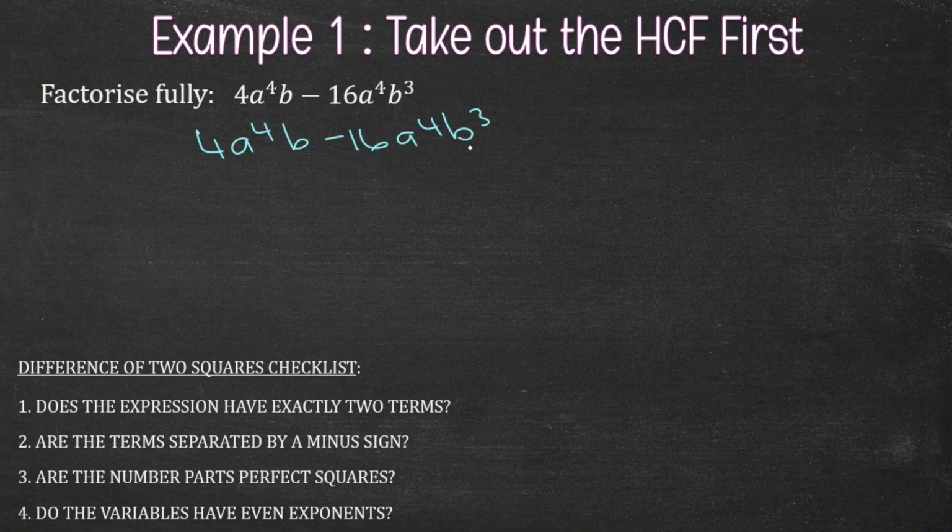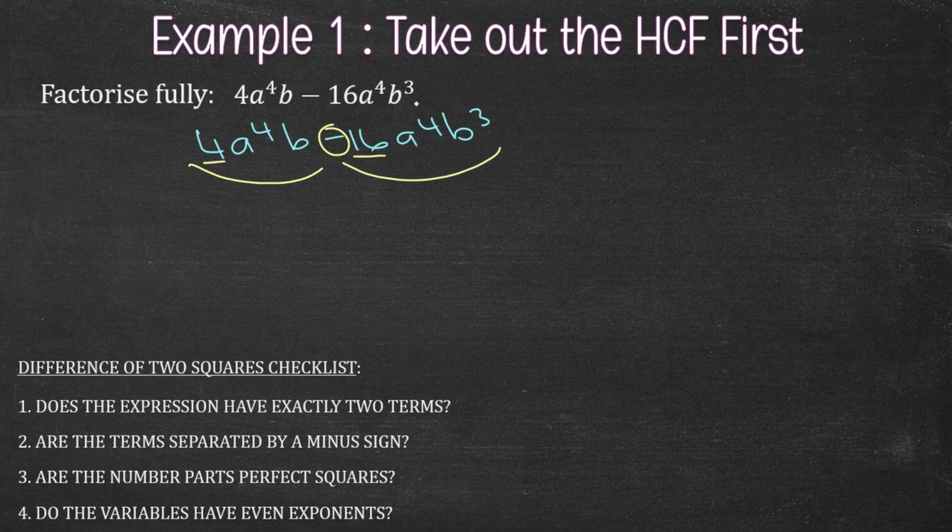Because when you look at this expression, you might think, yes, this looks like a difference of two squares because there are two terms, they are separated by a minus sign, the coefficients 4 and 16 are both perfect squares, and the exponent of a is even in both terms. You may therefore be tempted to open two brackets immediately.